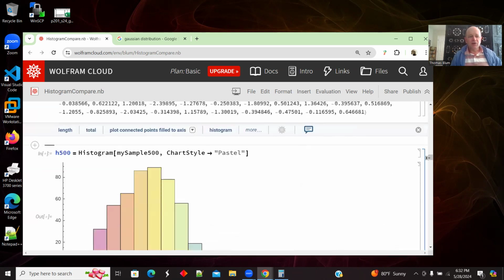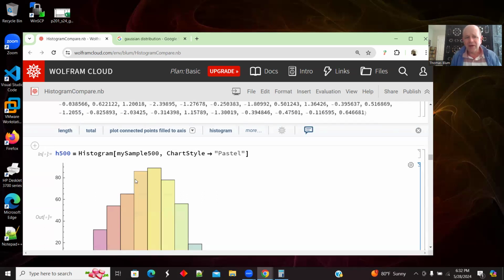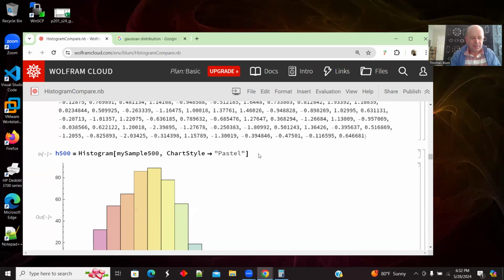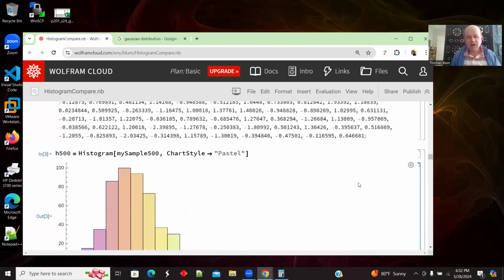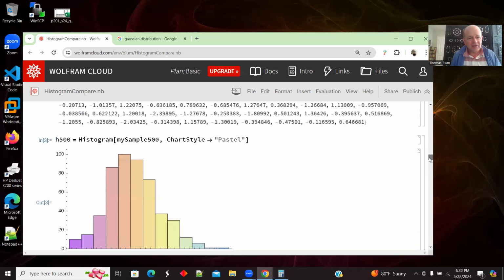Okay, now I'd like to make histograms and see some variations on histograms. First I'm just going to make a basic histogram from my 500 sample, and the values are going to change, but it's mostly going to look like what I have here. And chart style is just giving it some colors. This is a range of pastel colors. Shift enter. Okay, so there we have it.